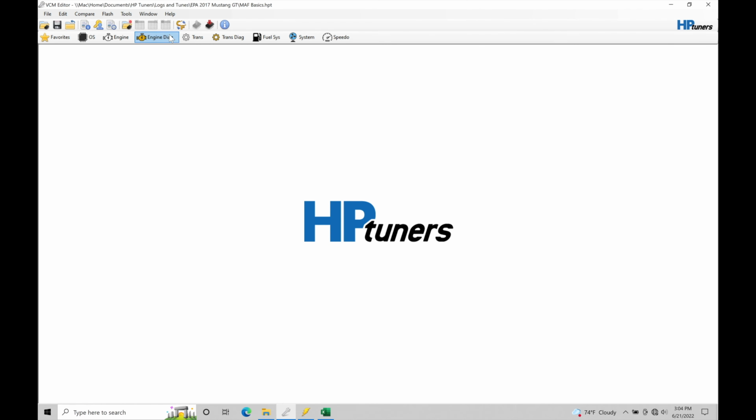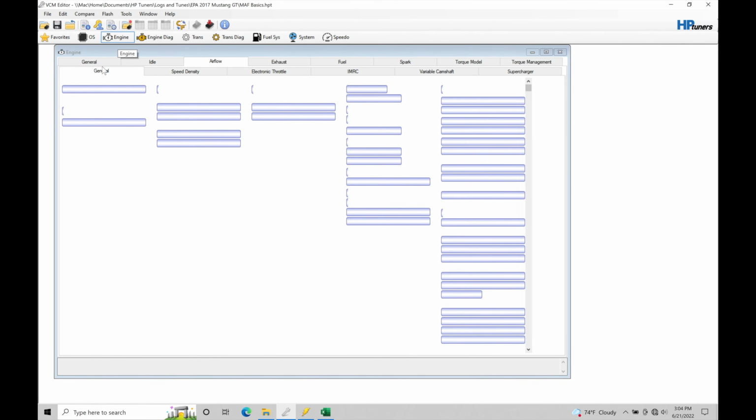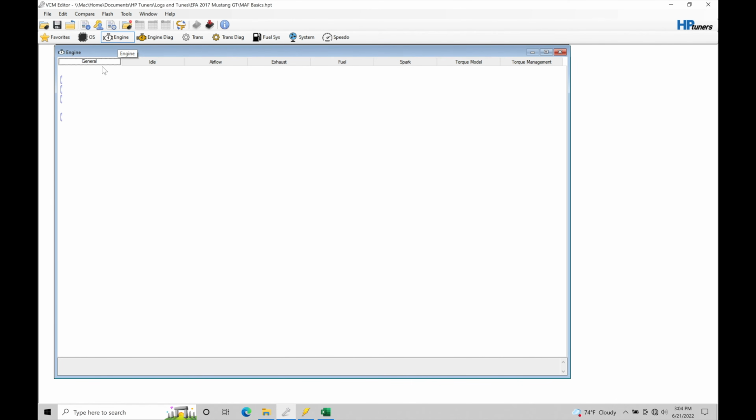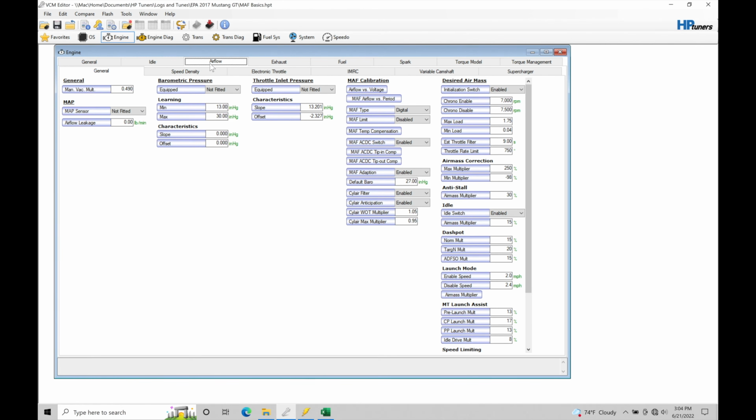So first things first, we're going to go up here into our engine tab, and then we're going to work our way across. I'm going to go from general up top here. Now it's a little bit slow to load, I apologize. My laptop might be bogging down a little bit. Going from general, over to airflow, and then in airflow, we have a specific area under general that's labeled MAF calibration. This is what we're going to be focusing heavily on in this tutorial.